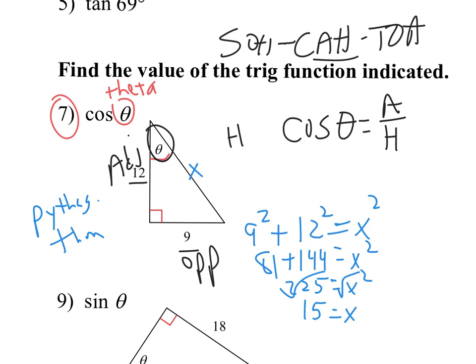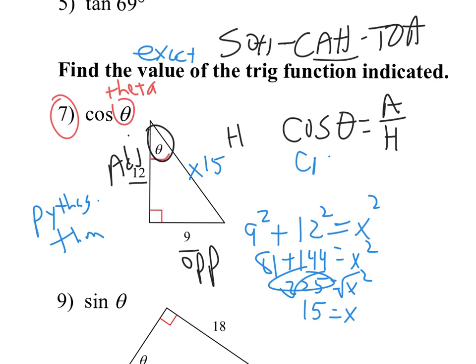So 225 is a perfect square. If it's not a perfect square, you've got to simplify the radical, leave it in radical form. No decimals, because I want exact values of trig functions here. So leave them in simplified radical form if need be. Okay, so this side is 15.